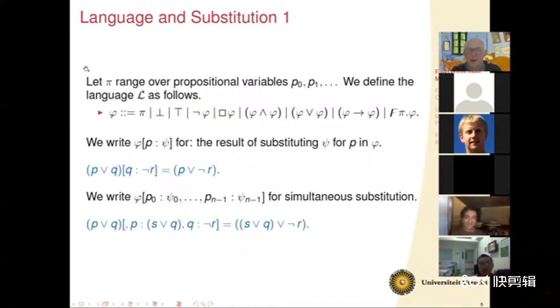Okay, good. So to understand the logic, I first have to tell you that what we are looking at is a modal propositional logic. So we have propositional variables P0, etc. And then the language is given by a propositional variable, falsity, truth, negation, etc. But the important extra thing is that we have in this language a fixed point operator. So d gamma pi of phi means the pi fixed point of phi.